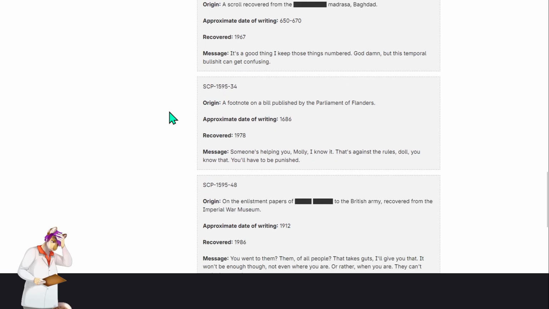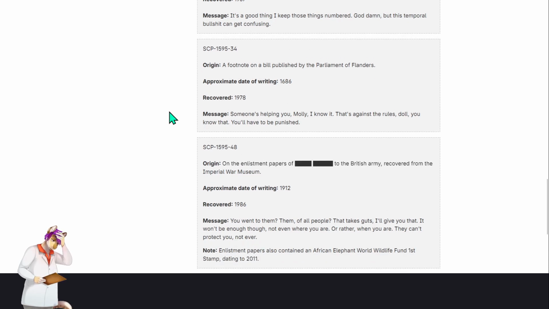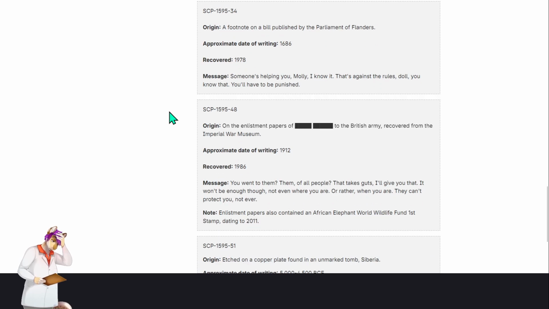A footnote on a bill published by the Parliament of Flanders, written in 1686 but found in 78. Message: "Someone's helping you, Molly. I know it. That's against the rules, doll. You know that. You have to be punished."